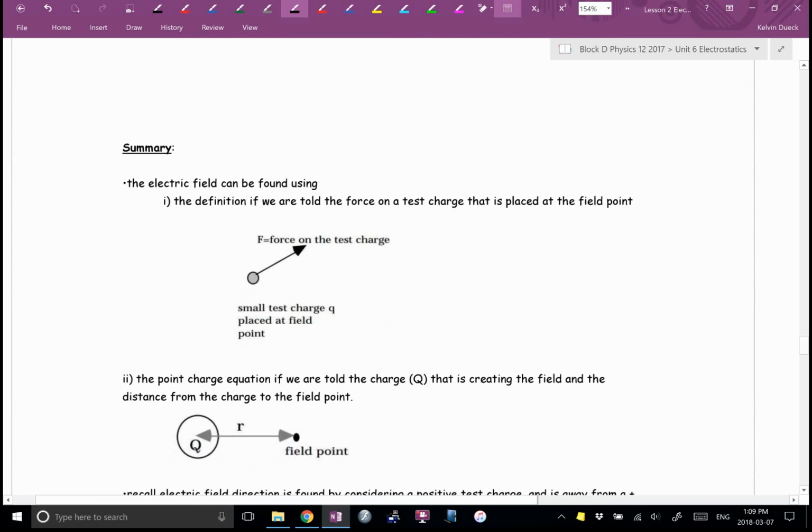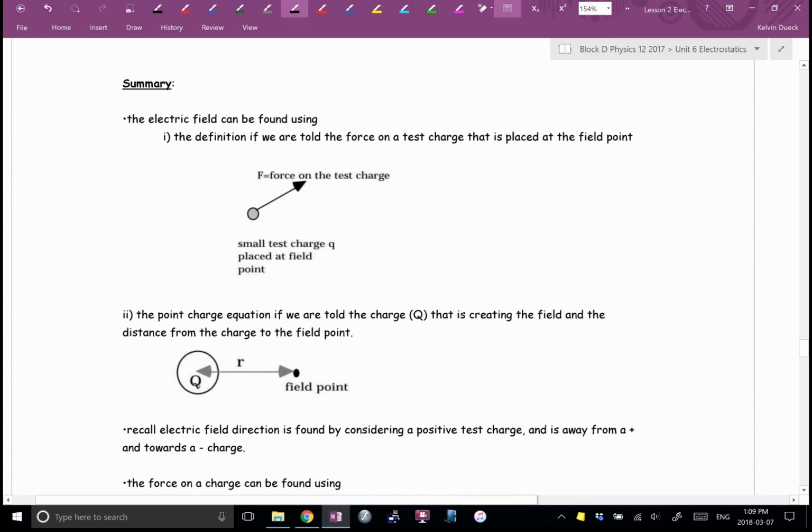Summary. The electric field can be found using the definition, if we're told the force that a test charge experiences at that point. And this is like little g equals Fg over m. It's sort of the equivalent of that.